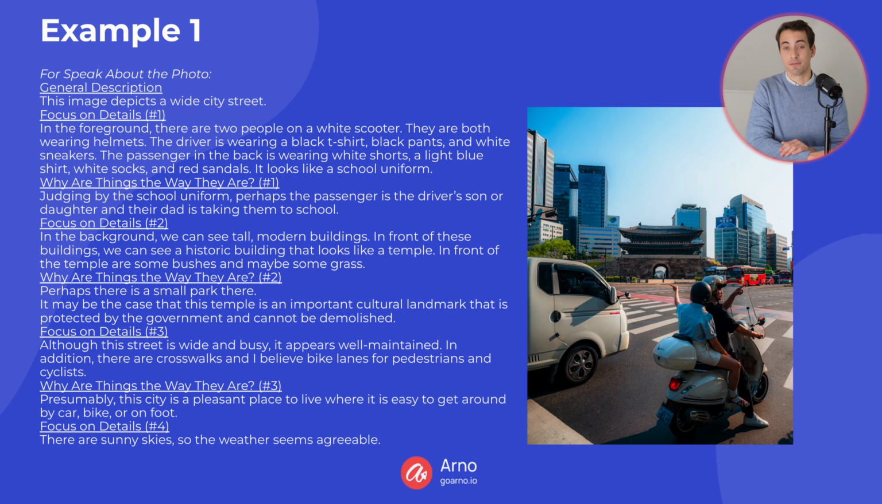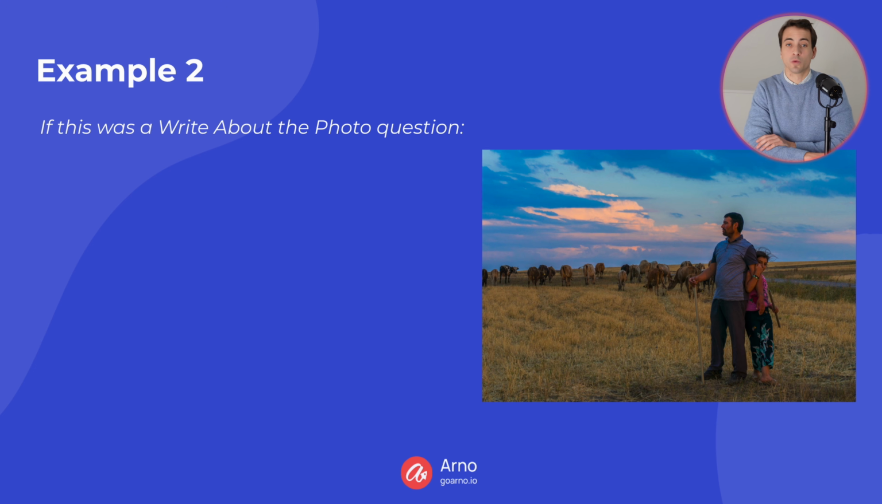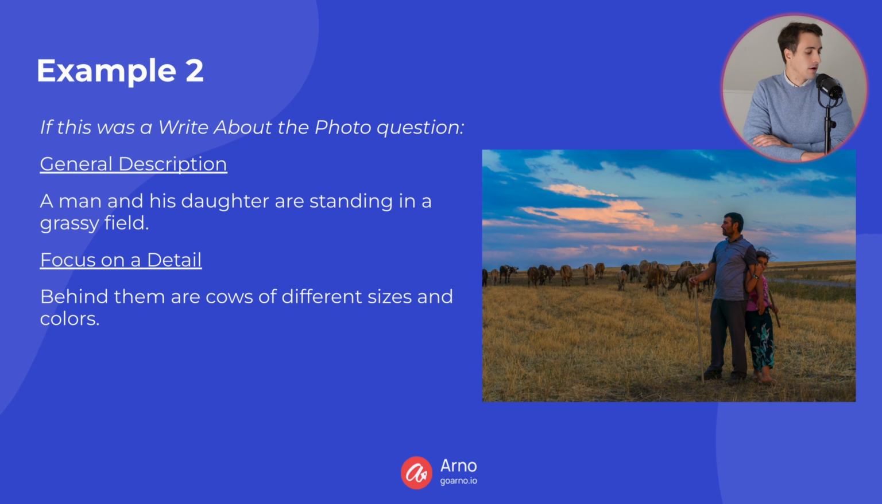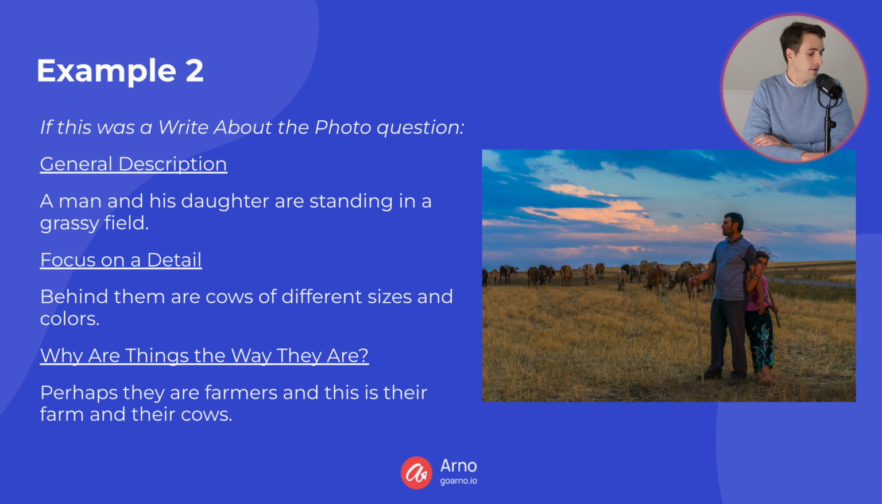Let's look at another example. All right, if this was a write about the photo question, here's what I could have. A man and his daughter are standing in a grassy field. Behind them are cows of different sizes and colors. Perhaps they are farmers, and this is their farm and their cows. Let's now look at how I can expand on this answer to create a speak about the photo response.